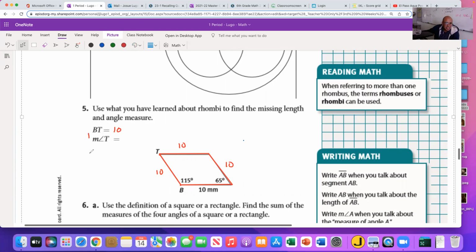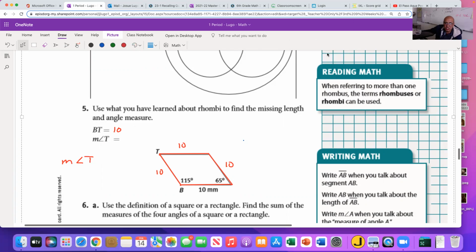All right, now let's look at this right here. It has an M, and then it has like an inequality symbol, and then a T. That is not an inequality symbol. An inequality symbol would be like right in the middle, but no, notice how the bottom part is flat. Ladies and gentlemen, this means measure of the angle, and in this case, measure of angle T.